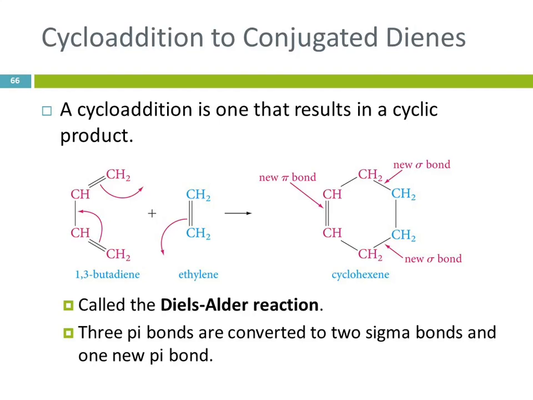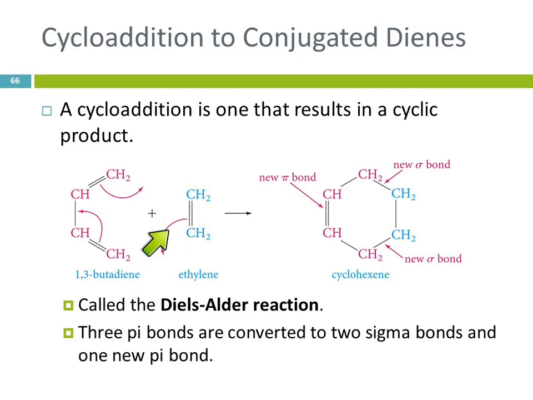Let's look at another type of addition to conjugated dienes. This is called a cycloaddition because it results in a cyclic product. We're going to look at our little friend here, 1,3-butadiene again, but here we're drawing him kind of hunched over. 4 carbons, double bond between the first and second and the third and fourth. And here we have ethylene, another alkene.